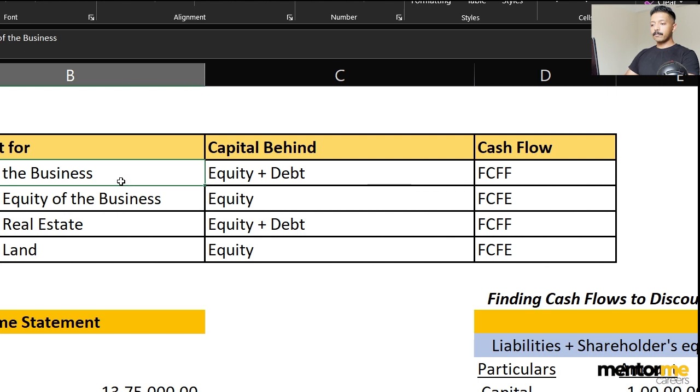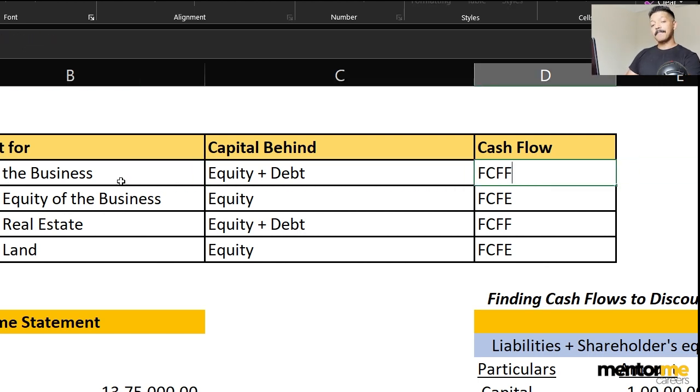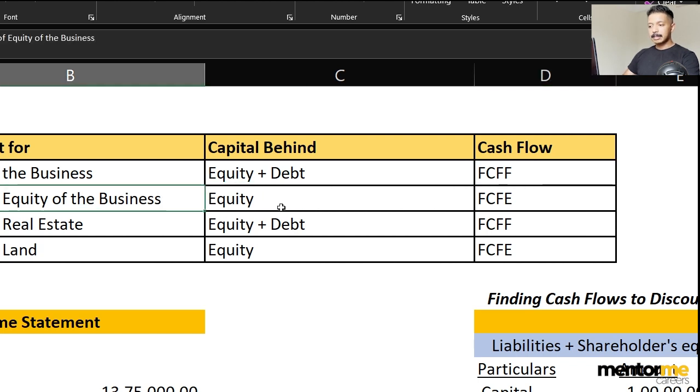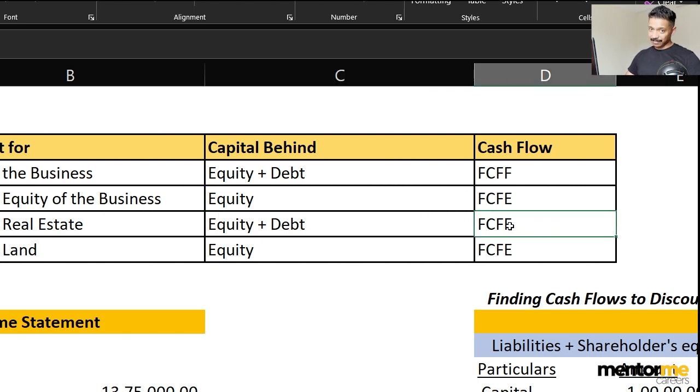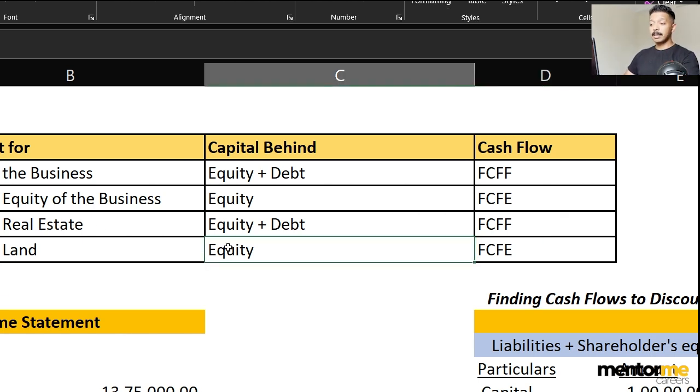So in case of value of the business, we are looking at FCFF, free cash flow to firm. When we are looking at value of equity of the business, then we are looking at just free cash flow to equity. In real estate cases, most of the times we are referring to FCFF because we usually do not buy real estate more so with equity. We use a lot of debt funding. So that's the time we will need FCFF. Value for land, because land is most likely not funded through debt, hence FCFE will be needed.